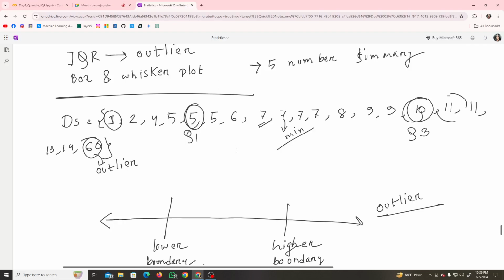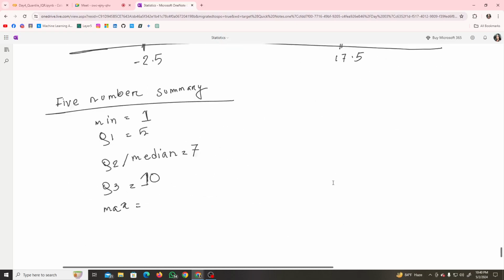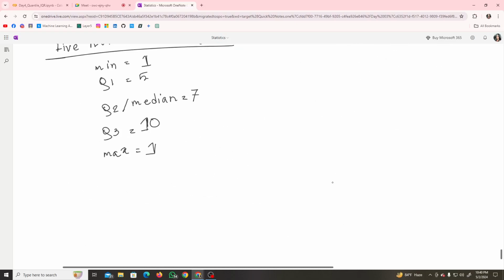Okay. So the maximum value, since the upper boundary is 17.5, this is our range. Suppose it was from minus 2.5, and it will go all the way to 17.5. So the maximum value will be 14, not 60, because 60 is outside of the range. So the maximum value will be 14 here. Now we can draw the box plot and whisker plot.